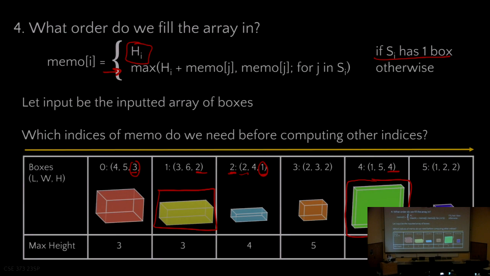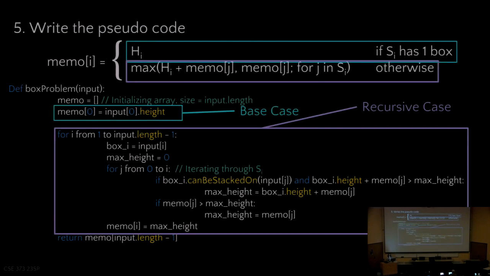Okay, now the last one. What is the max height at index 5? Yeah, perfect. I'm seeing a couple 7s. Great work. And so this is using everything that we have come up with and put together. And if you remember all the way at the beginning, the first slide of this problem, the answer was actually 7. So we did it. Great work. And now the next step is writing the pseudocode.